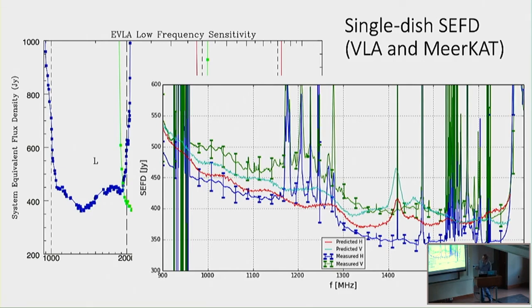So this is a comparison of the VLA single dish with a MeerKAT single dish. So despite the size difference, look at the sensitivity of the MeerKAT single dish. The red is predicted, and this turquoise is predicted, H and V, and the blue and green are the actual measured results. And so if you look at that sensitivity over there on this graph compared to the VLA over there, you're getting, with a 13.5 meter dish, pretty close to the same performance single dish.